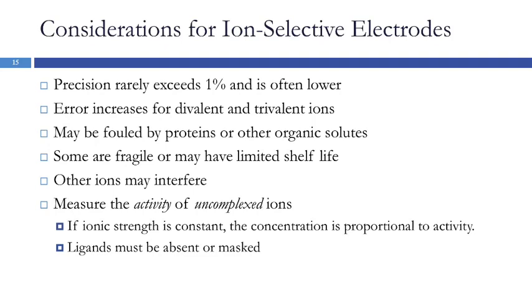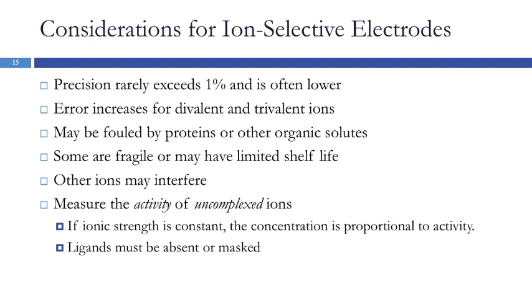Now, if you want to measure just the uncomplexed ion, like in human blood, there's free calcium, and there's also calcium that's complexed in different ways. If you want to measure the free calcium, then an ion-selective electrode is awesome because it won't see the others. But you need to be aware of that. So the ligands for your analyte must either be absent or masked if you want to measure the total concentration.